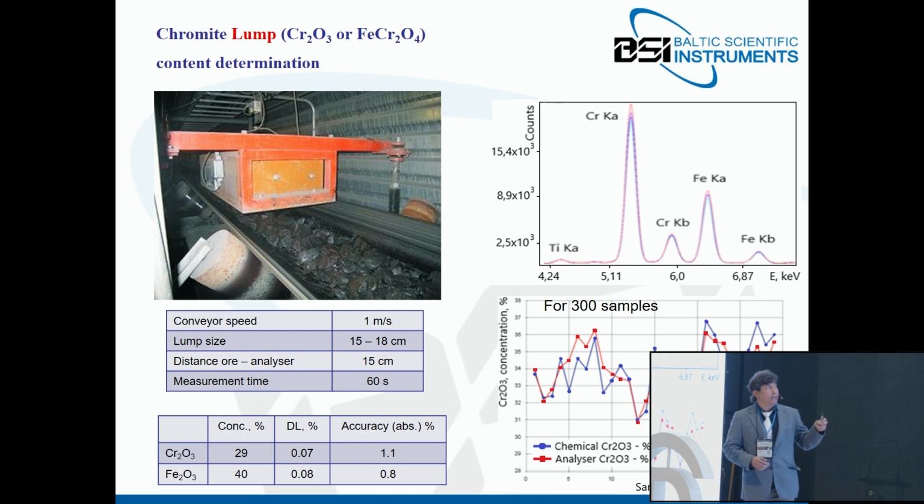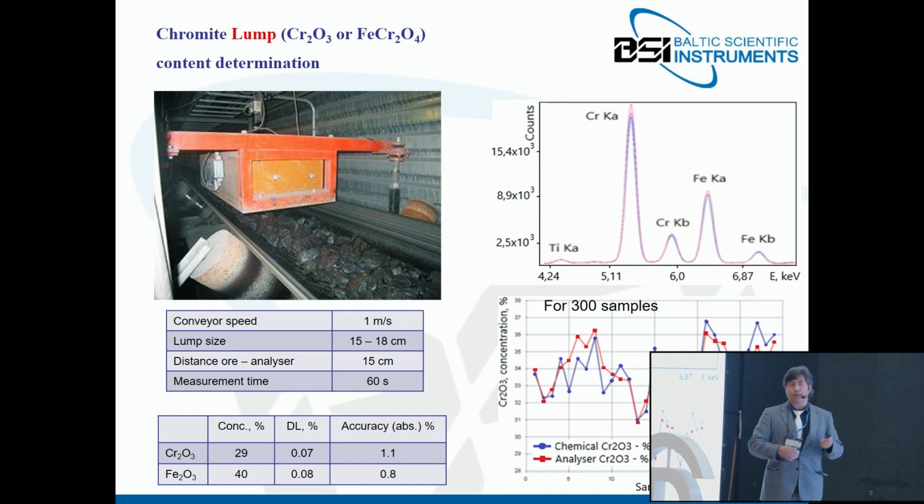This is the chromite lump for detection of chromium and iron. Here is the analyzer already mounted on the conveyor belt. We can see the lumps, the analyzer, and the suspension system. The conveyor speed is 1 meter per second. The lump size is between 15 and 18 centimeters. The distance between the analyzer and the ore is 15 centimeters, and the measurement time is 60 seconds.